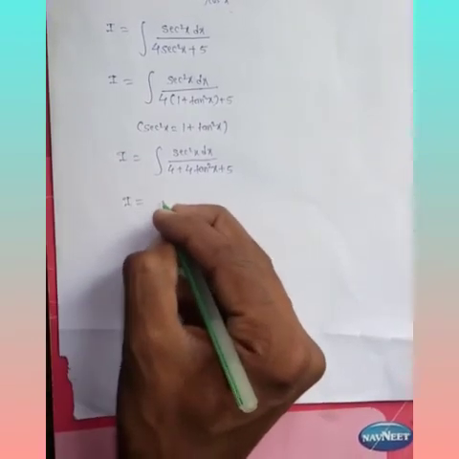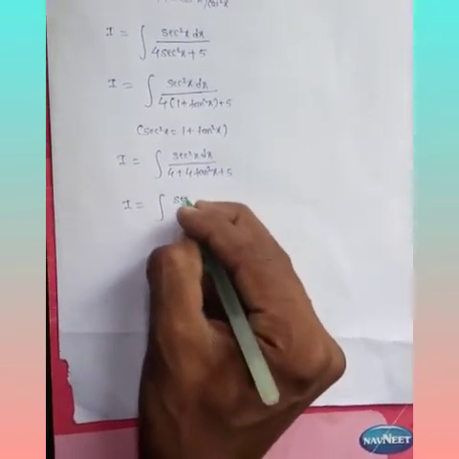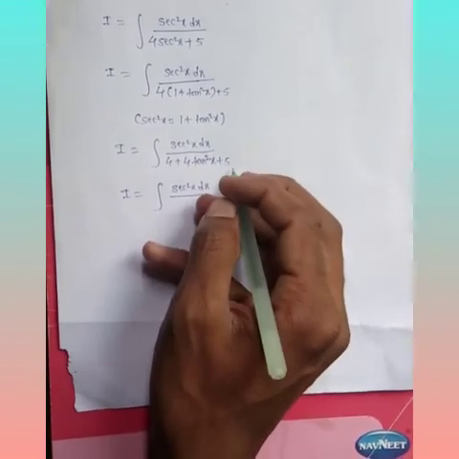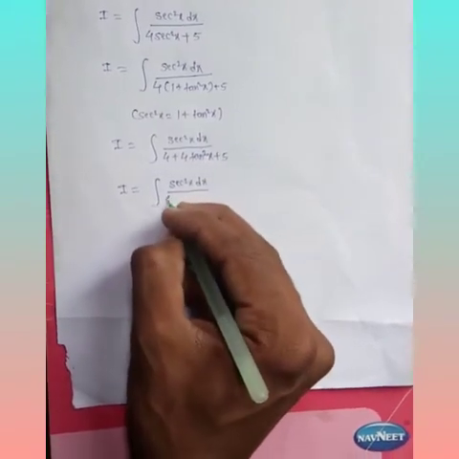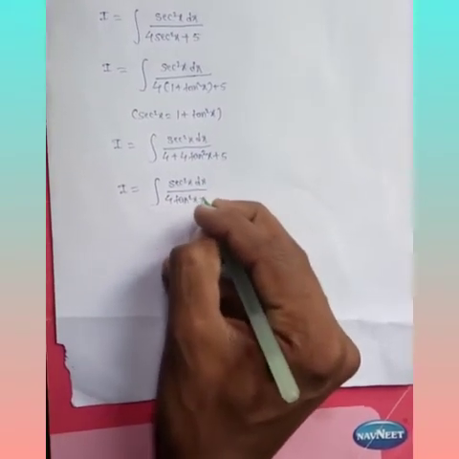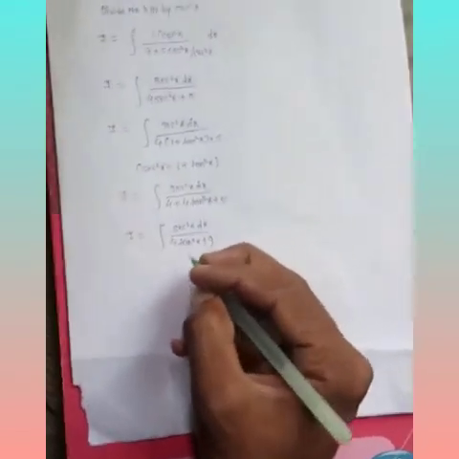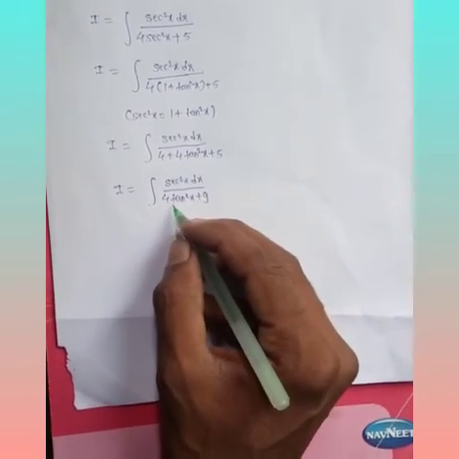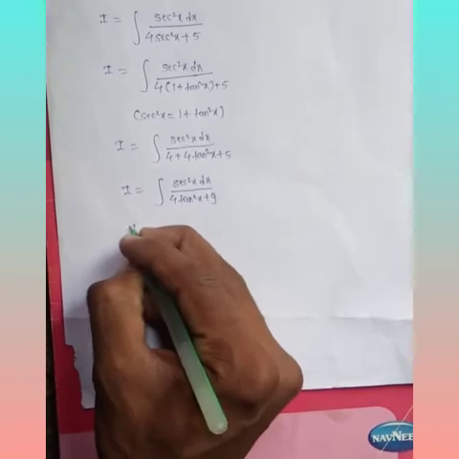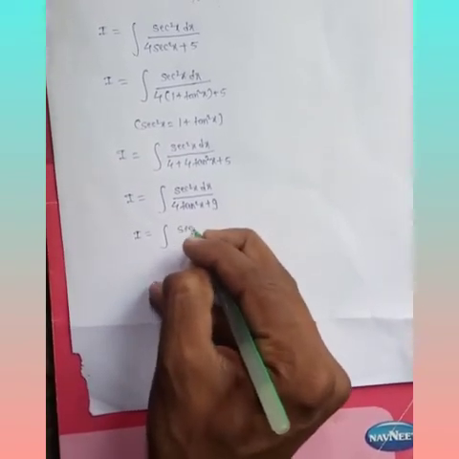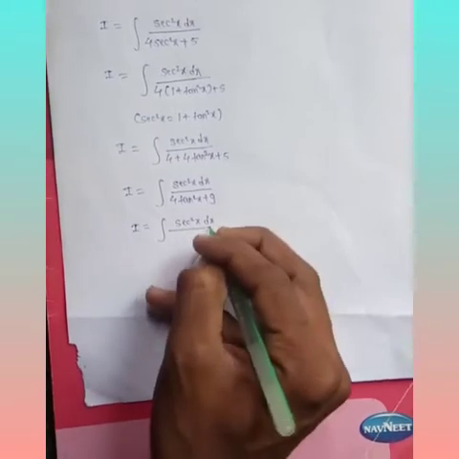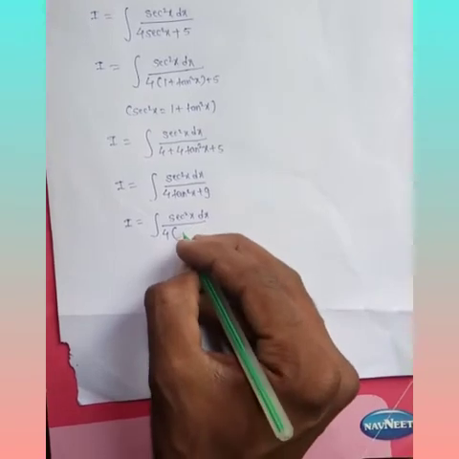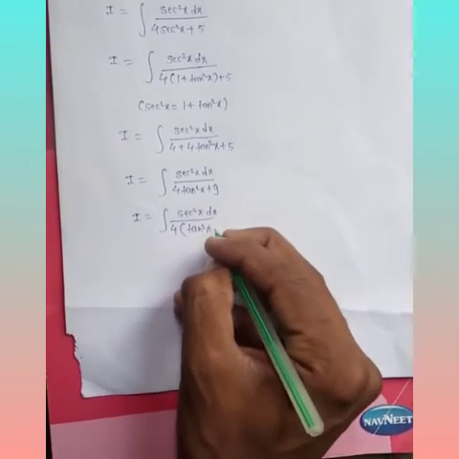Now in the next step, I is equal to the integration of sec square x dx upon, here 4 plus 5 will be 9 and 4 tan square x as it is. Okay, 4 tan square x plus 9. Now we will do one thing. We will take 4 common from the denominator and write the next steps. Okay, sec square x dx, 4 will be common from the denominator, and in the bracket it remains tan square x plus 9 by 4.